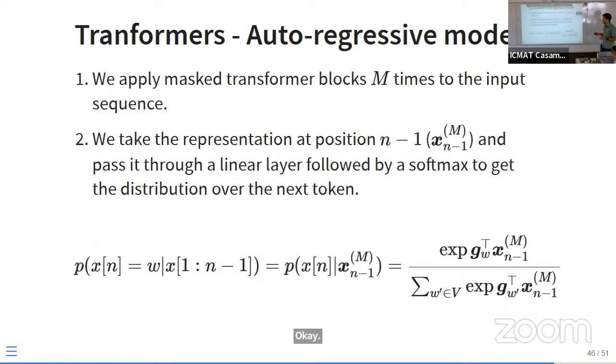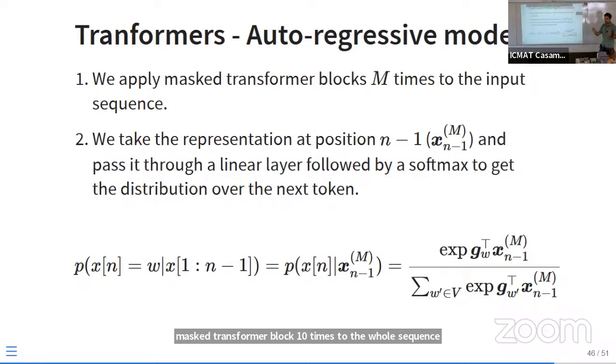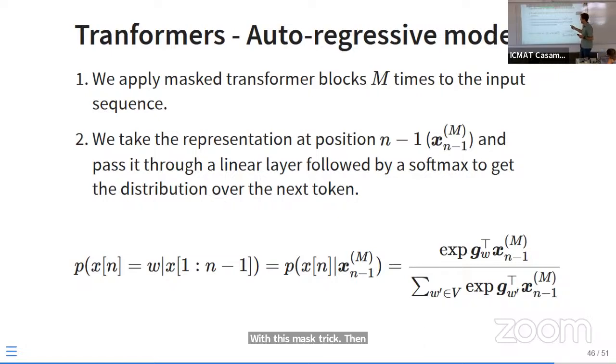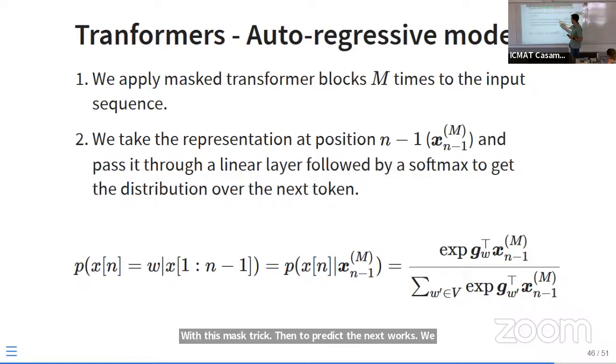And with this way, how it works is we apply the masked transformer block m times to the whole sequence, and now we get a representation of every token in the sequence that just depends on the previous ones with this mask trick. Then to predict the next word, we take the representation at position n minus 1, which is going to be a vector that is learned, and we pass it through a linear layer and a softmax to get a distribution over the next token, over words in the vocabulary.